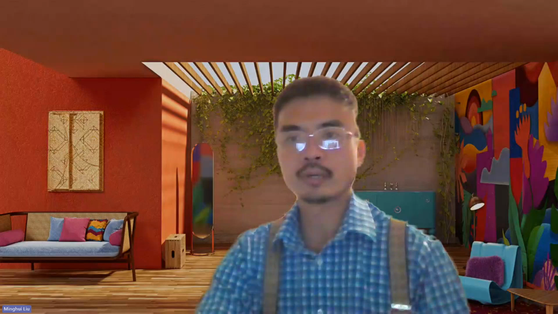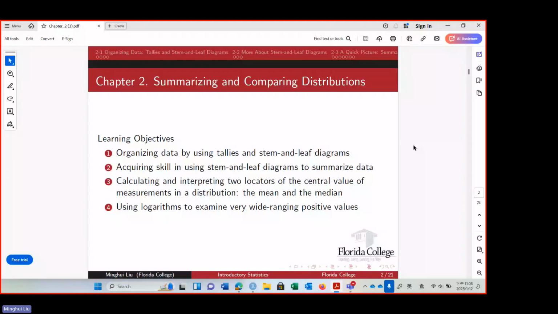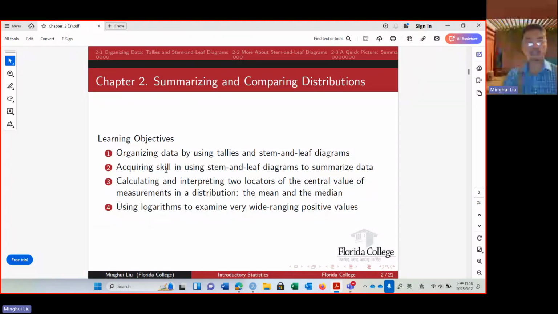In this chapter, we're going to learn how to summarize and compare distributions. So to start with, let's look at these few learning objectives. The first one, we're going to learn how to organize the data by using these two diagrams. One is called tallies, and another one is called stem and leaf diagrams. And also, we're going to learn how to use the stem and leaf diagrams to summarize the data.